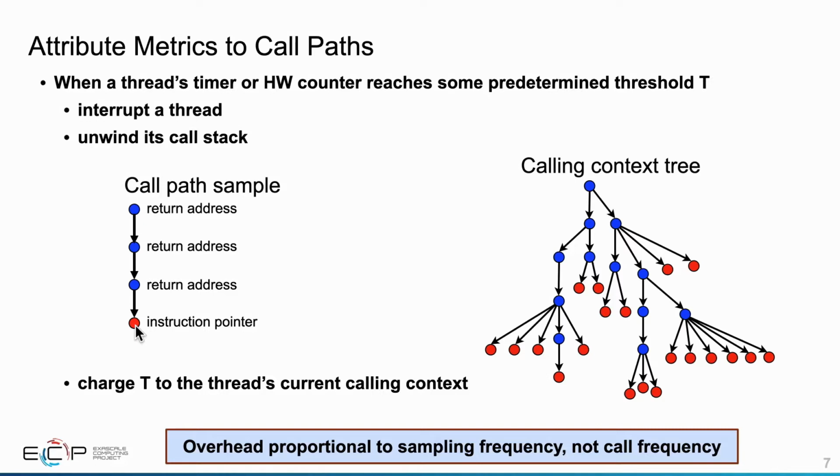And then over time, what we'll end up building is a calling context tree of all of the contexts that occur in the application. And the tree will accumulate weights in each of the nodes that represent the costs that were incurred in particular calling contexts. So the overhead for collecting these call path samples is proportional to the sampling frequency and not the call frequency. And so by dialing down the sampling frequency, we can get low overhead.